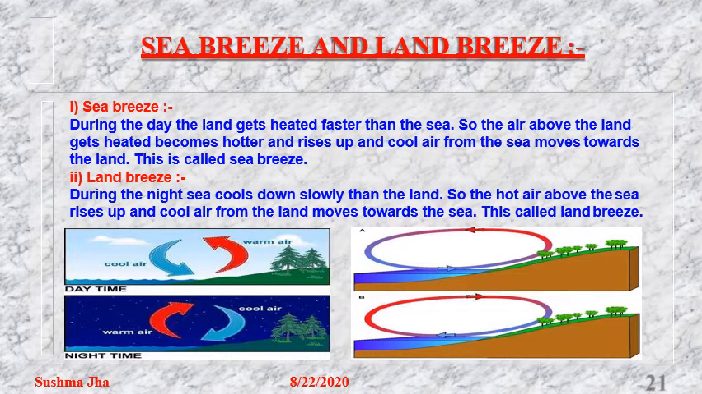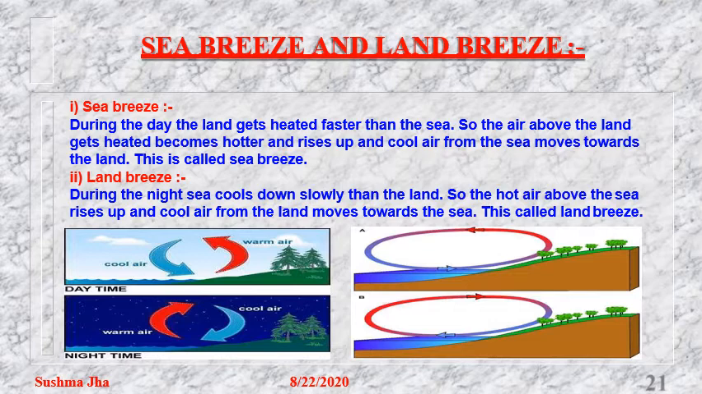Another example of convection is the sea breeze and land breeze. Now in sea breeze, during the daytime, the land gets heated faster than the sea. Do you agree, all of you? So the air above the land gets heated, becomes hotter and rises up. And cool air from the sea moves towards the land. This is known as sea breeze.